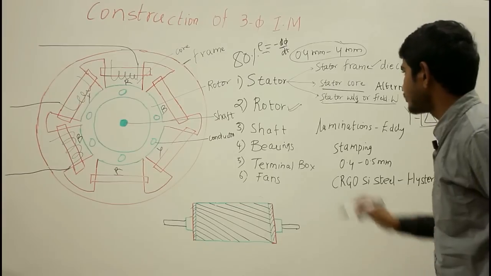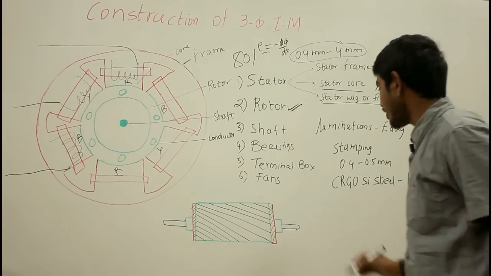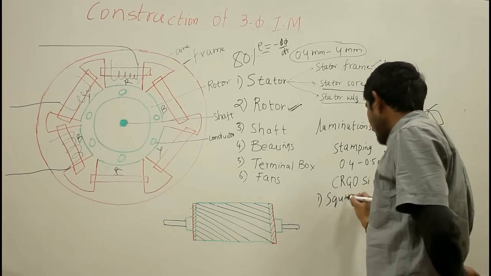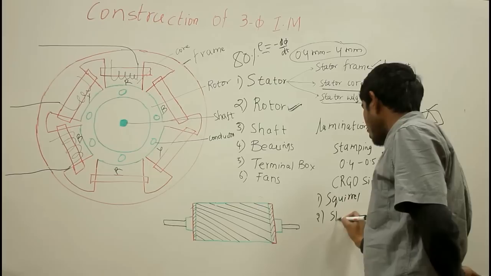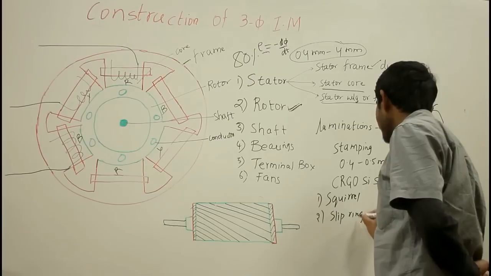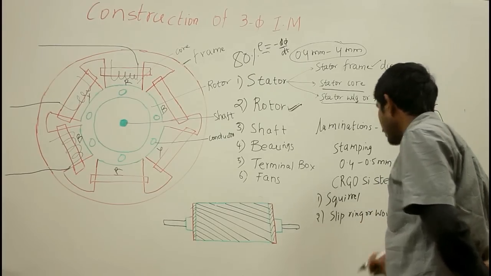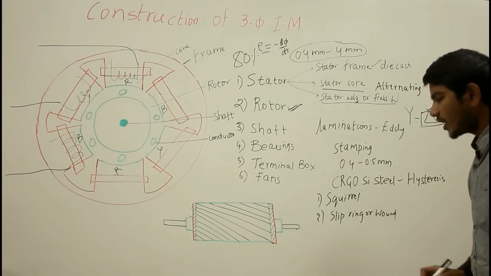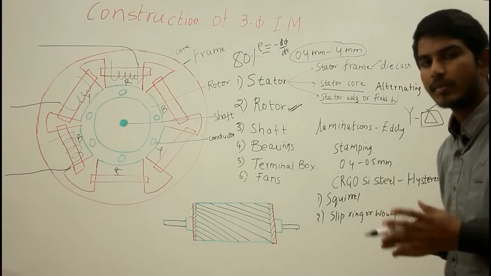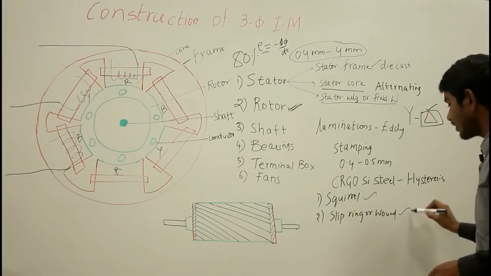Now coming to the rotor, it can be further classified into 2 types. So one is the squirrel cage type of rotor, and the other is slip ring or wound rotor or phase wound rotor. You can say any name, slip ring or wound rotor or phase wound rotor. Now depending on the type of rotor being used, you can classify your 3-phase induction motor into 2 types. One is squirrel cage type of induction motor, and the other is slip ring type of induction motor.